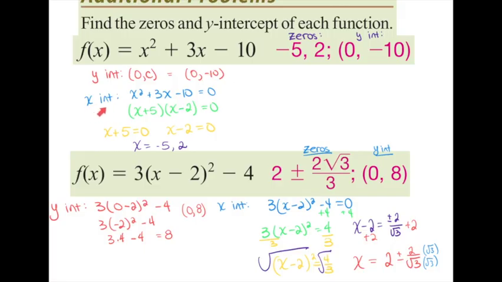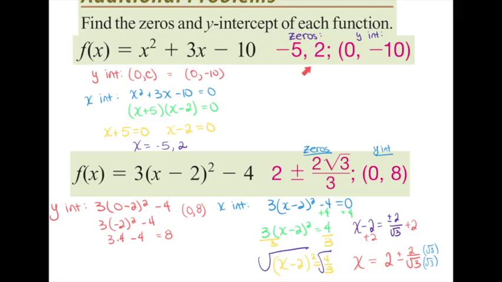For x-intercept, to find those zeros, you have to set this equal to 0, and this is factorable. Factors of -10 that give you a +3. So +5 and -2 multiply to give you -10, and they add up to give you +3. So that's your factoring. And then once you have your x plus 5, x minus 2, set them equal to 0 and solve. Subtract your 5, add your 2. So that's how you got your zeros.